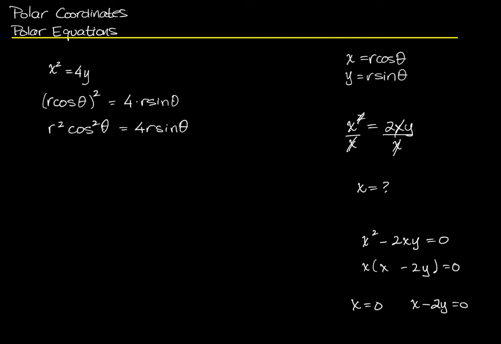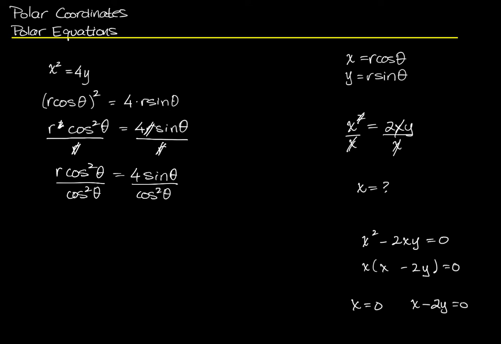So normally it's not a good idea to divide out by a variable because you might be dividing by 0 if you do that. In this case, we're going to let you get away with it though, because r is a radius. And while it's theoretically possible to talk about a circle with a radius of 0, it's not very practical to do so. So now I have r cosine squared theta equals 4 sine theta. And now if I divide both sides by cosine squared, I get r equals 4 sine theta over cosine squared theta.